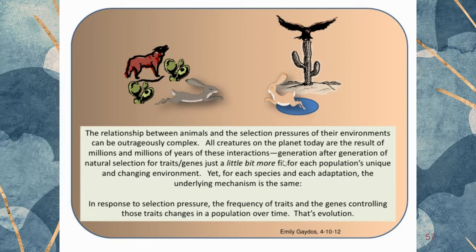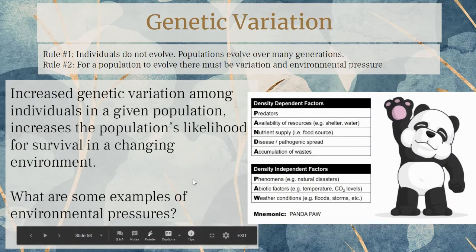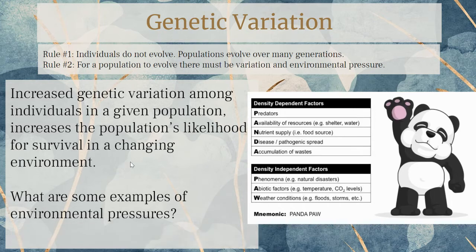All creatures on the planet today are a result of millions and millions of years of these back and forth interactions. Generation after generation of natural selection for traits and genes, where some organisms are just a little bit more fit for each population's unique and changing environment. Yet, for each species and each adaptation, the underlying mechanism is the same. In response to selective pressure, the frequency of traits and the genes controlling those traits changes in a population over time. That's a really good definition. So, increased genetic variation among individuals in a given population increases their likelihood for surviving in a changing environment.